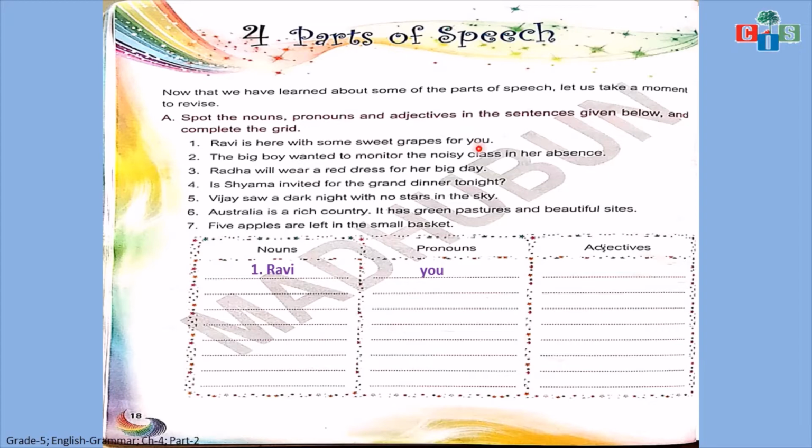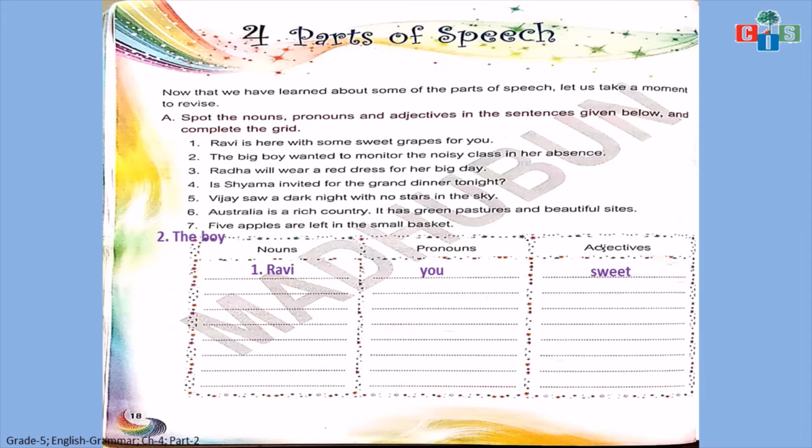So next, what we have to find out is the adjective. What are adjectives, scholars? The word which describes more about nouns, right? So Ravi is here with some sweet grapes for you. Sweet grapes: sweet is telling us more about grapes, okay. Sweet is the word which tells us more about grapes. So sweet is working here as an adjective, okay scholars.